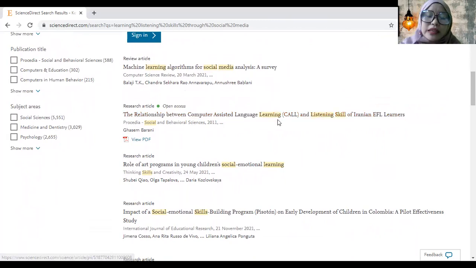So this one, the second, you can take it as the second source, or the second reference. Have a look at the year of publication. It's 2011. So since the years of publication are from 2000 for the last 10 years, 2011 to 2021.